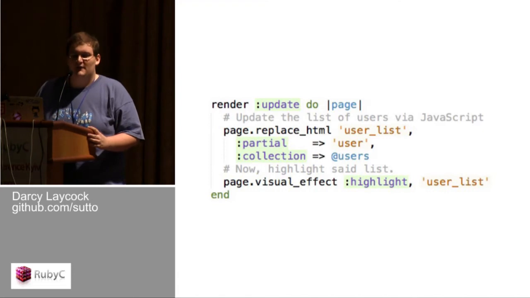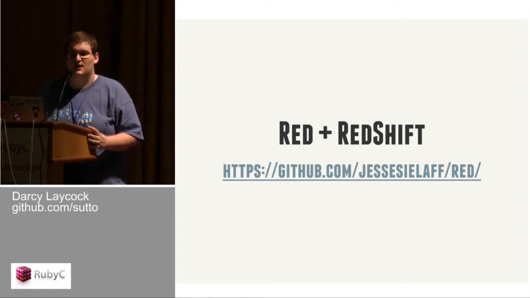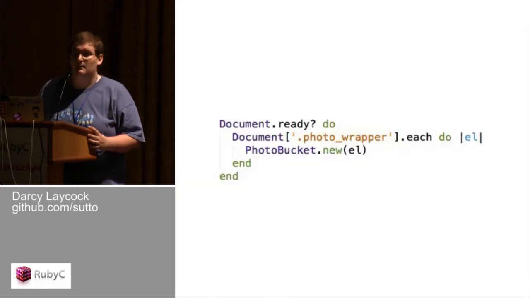So kind of abstracting it out so you didn't have to learn anything, you could just work with Ruby itself. There's been a few more over the years, so a good example is Red and Redshift. It's mostly abandoned now, but Red was a library that essentially compiled down from Ruby code to JavaScript, and Redshift was their wrapper around the JavaScript document object model.